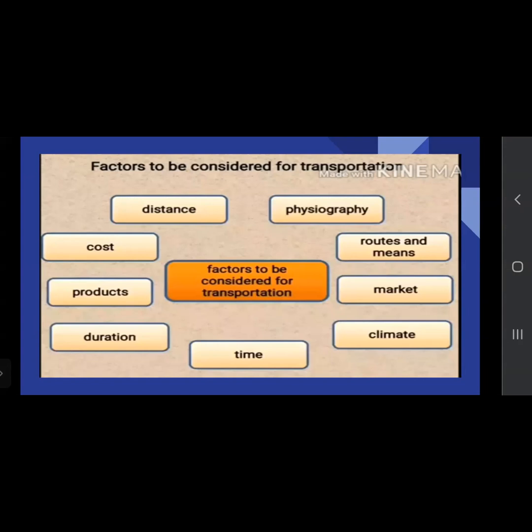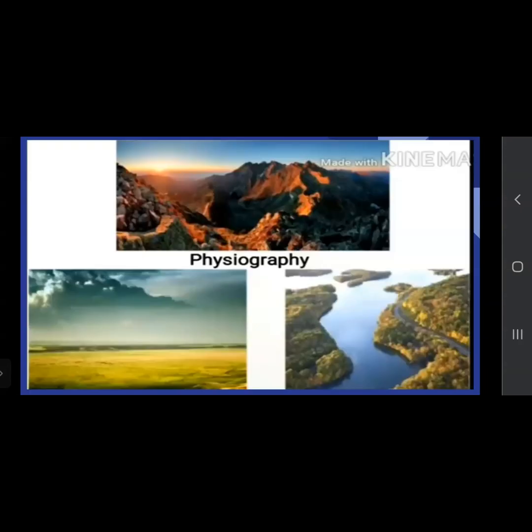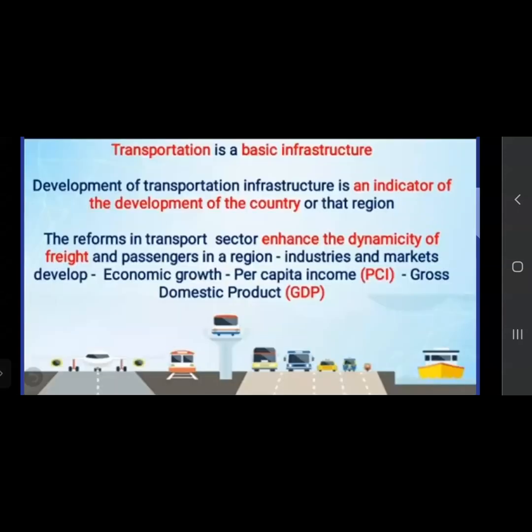Then convenience: you can choose according to your convenience. Then costing also you have to see. When you are exporting or transporting something, you have to add the costing, and only then will you have profit. So costing is also very important. As I have told you, physiography means different landforms. You can see in the picture mountainous regions, then water bodies. Now, transportation is a basic infrastructure.